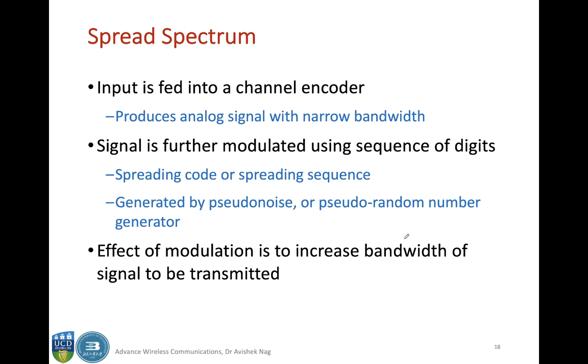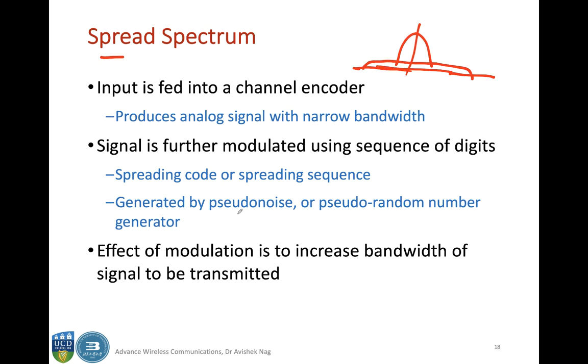So spread spectrum, on top of the modulation, is used as an additional means to further increase the bandwidth of the signal, and that is why it is called spread. Let's say this is the spectrum of the signal. If you use spread spectrum, the signal will be spread like this. The bandwidth will be spread further. That's why it's called spread spectrum. And this spreading is done just by multiplying the signal with a spreading code or a spreading sequence.